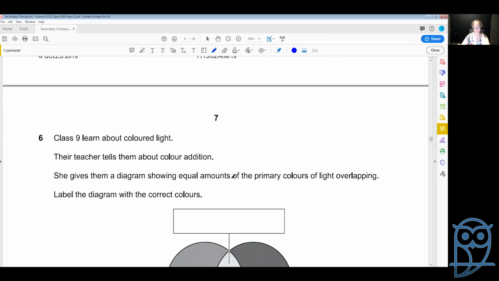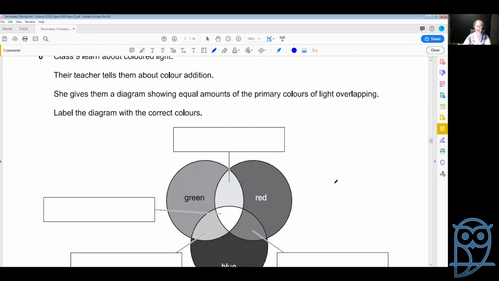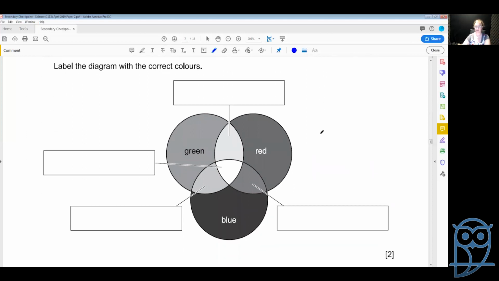Okay. Class 9 learns about colored light. The teacher tells them about color addition. She gives them a diagram showing equal amounts of the primary colors of light overlapping. Label the diagram with the correct colors. Okay. So this is light being added to each other. So here we've got their diagram. So right in the center, all of the colors of light added together, that gives us white.